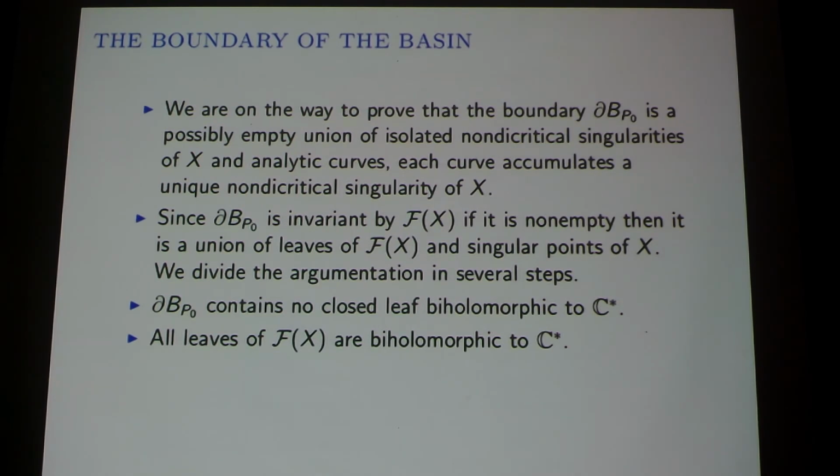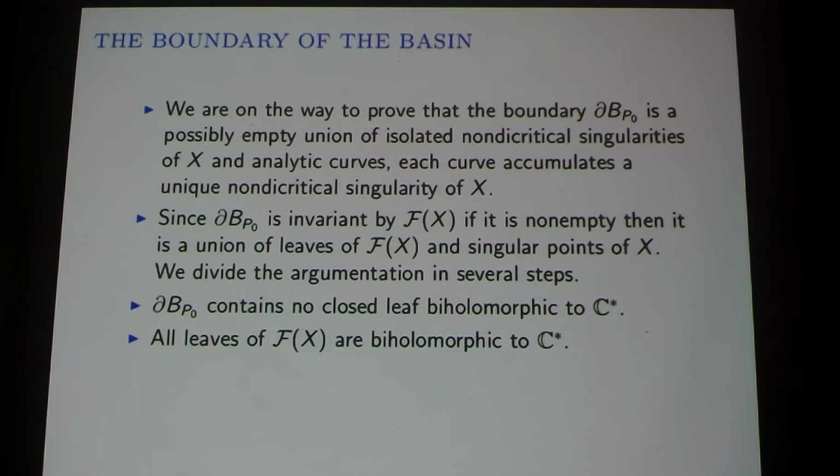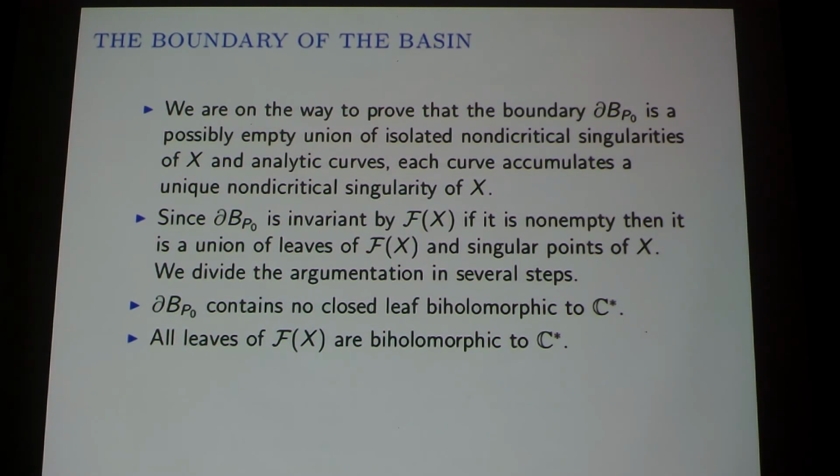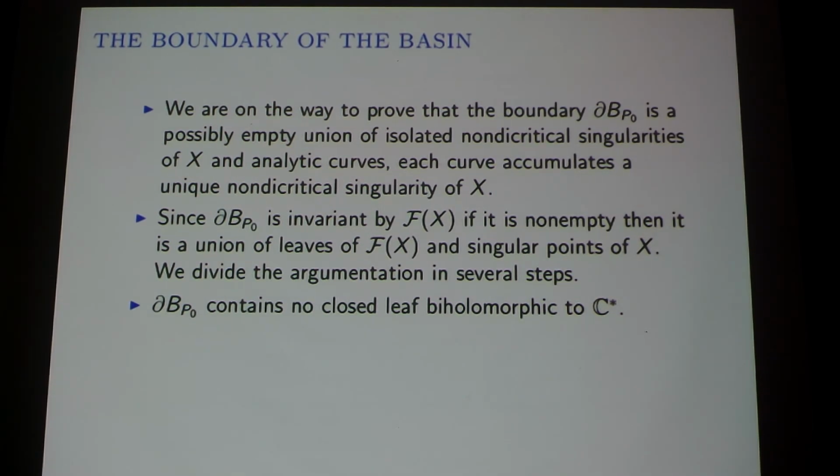Let me explain this part. Generically the leaves are holomorphic to C star, but actually all the leaves are holomorphic to C star, because we know that the flow of the vector field is periodic in a neighborhood of the singularity, because we have a meromorphic first integral. So it's periodic everywhere. If the flow is periodic everywhere, all leaves are periodic, so all orbits are holomorphic to C star. So what we are saying is that the boundary cannot contain a closed leaf. This means every leaf in the boundary has to go to some singularity.